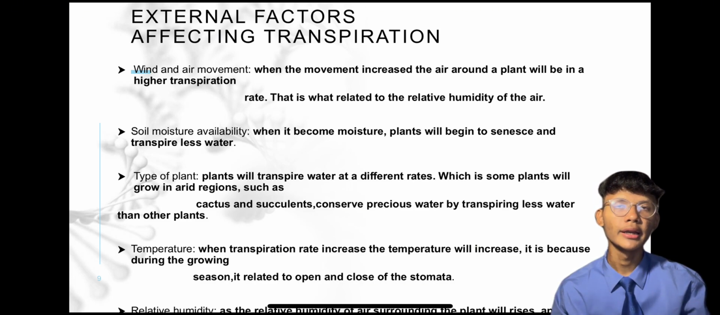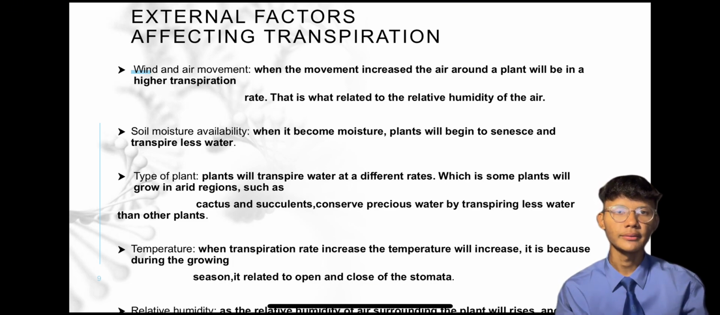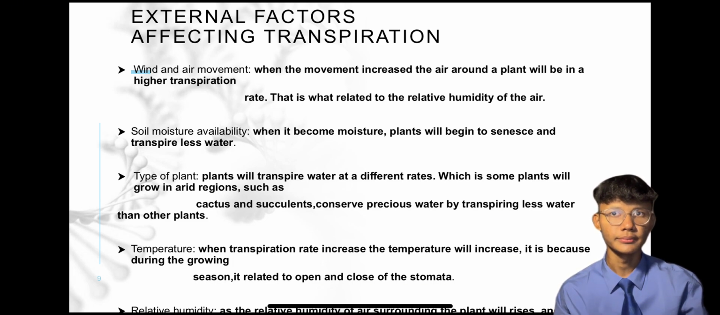First is wind and air movement. When the movement increases, the air around a plant will lead to a higher transpiration rate. That is related to the relative humidity of the air. Second is soil moisture availability. When the soil becomes dry, the plant will begin to senesce and transpire less water.